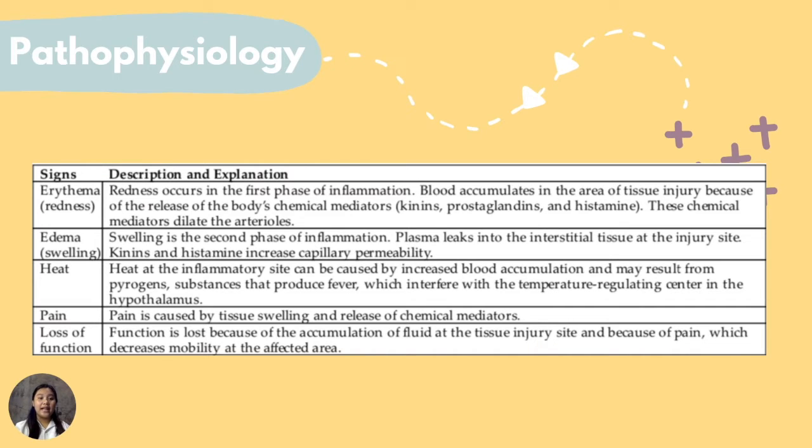These chemical mediators dilate the arterioles. And then the second phase of the inflammation, which is edema or swelling. Plasma leaks into the interstitial tissue at the injury site, and kinins and histamine increase capillary permeability.